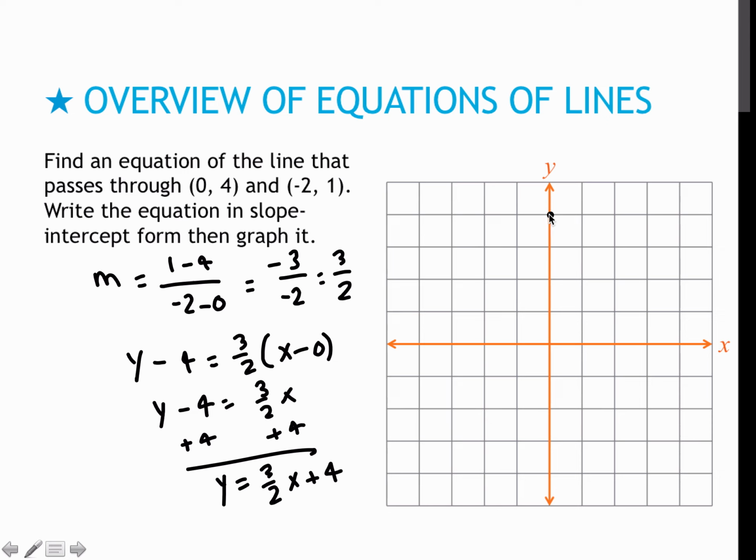I'm going to start at 4, use my slope of 3/2. Notice I can't go up 3/2 because I would be well off of my graph, but remember that these two things are equivalent, so instead I'm going to go down 3 to the left 2, because notice it still makes my slope nice and positive, moving up from left to right.